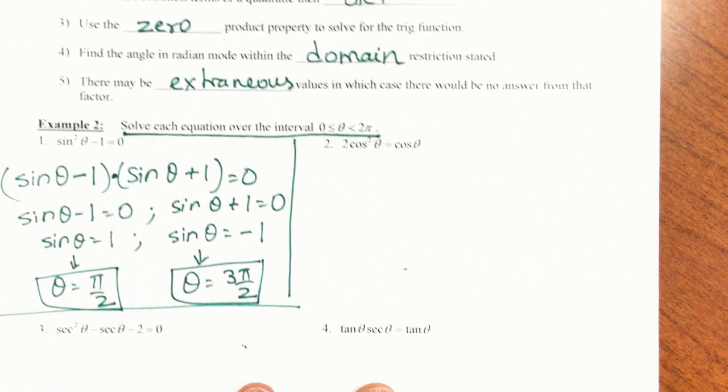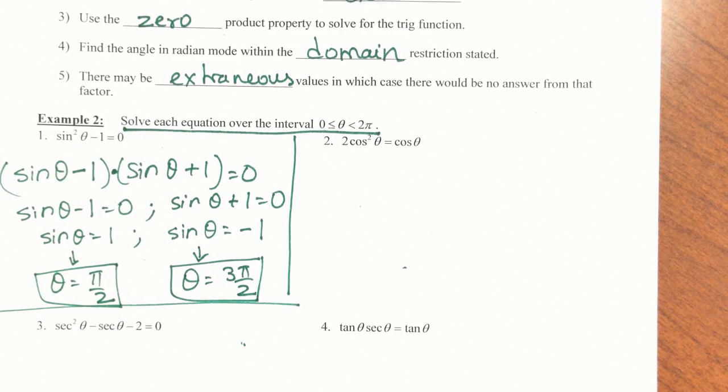So you will basically land up with two linear equations when you factor, and you will solve each of them for theta. That's the difference between linear and here. Is everybody clear? Okay, awesome. Let's look at 2.